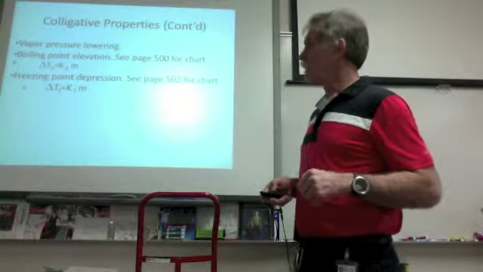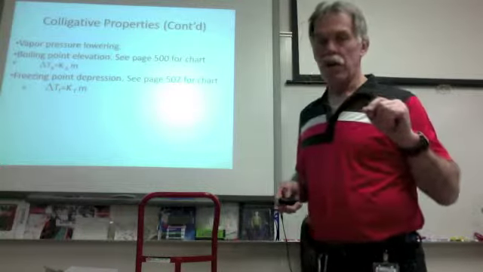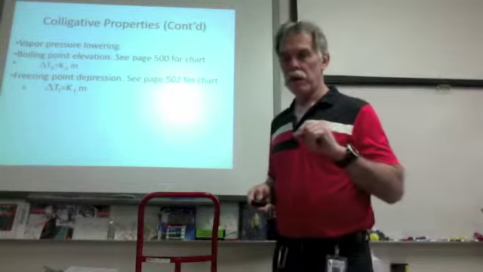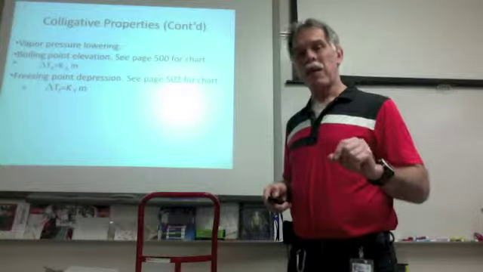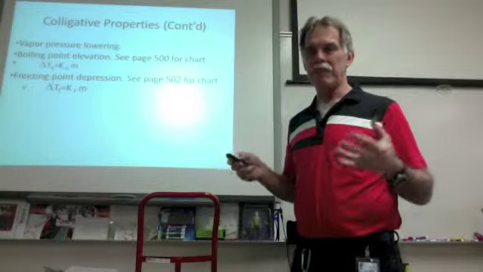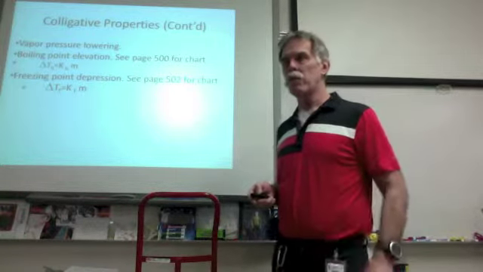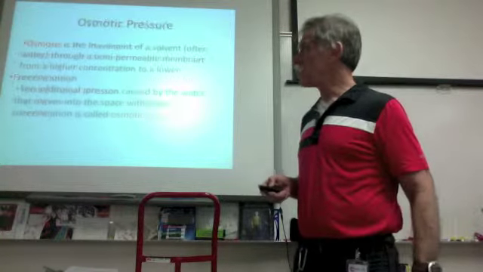So pages 500 and 502 are the boiling point and freezing point charts. That's where you can look up the K values. And there are practice problems there, and I also have practice problems online, probably 10 or 12 of them, that deal with boiling point and freezing point. So I recommend that you do those.